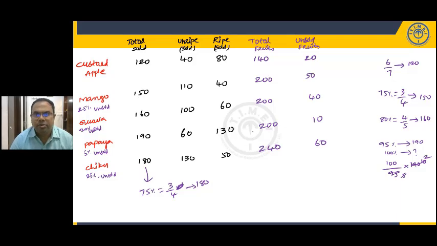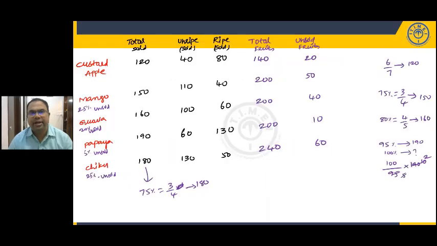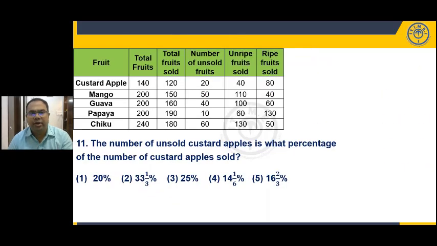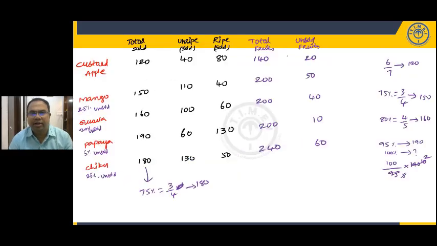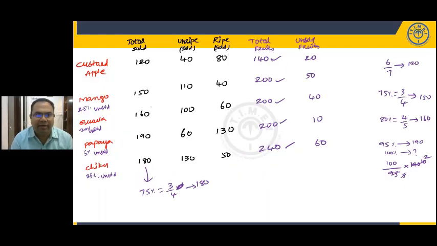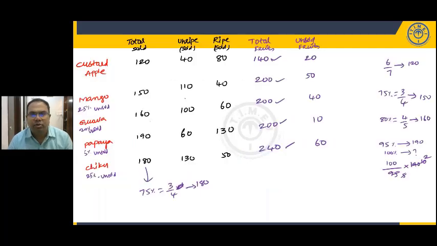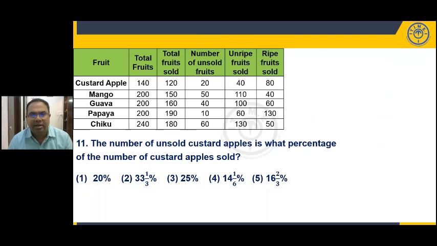Right? We got the values now. So the same values I'm putting here. See, total foods 140, 200, 200, 200, 240. Okay. Total food sold 120, 150, 160. I'm just putting whatever you're getting in a rough sheet in a tabular form. Unsold fruits 20, 50, 40, 10, 60. Number of unripe sold 40, 110. These values are copied in the table.